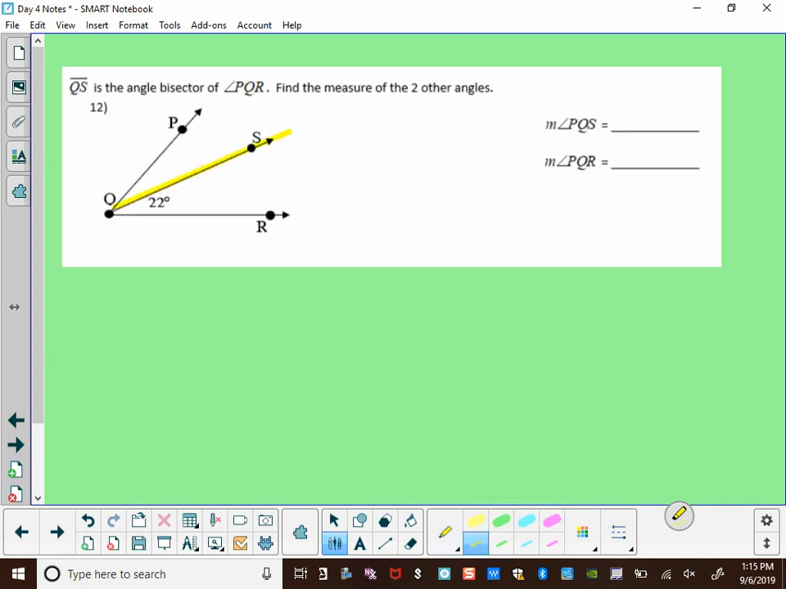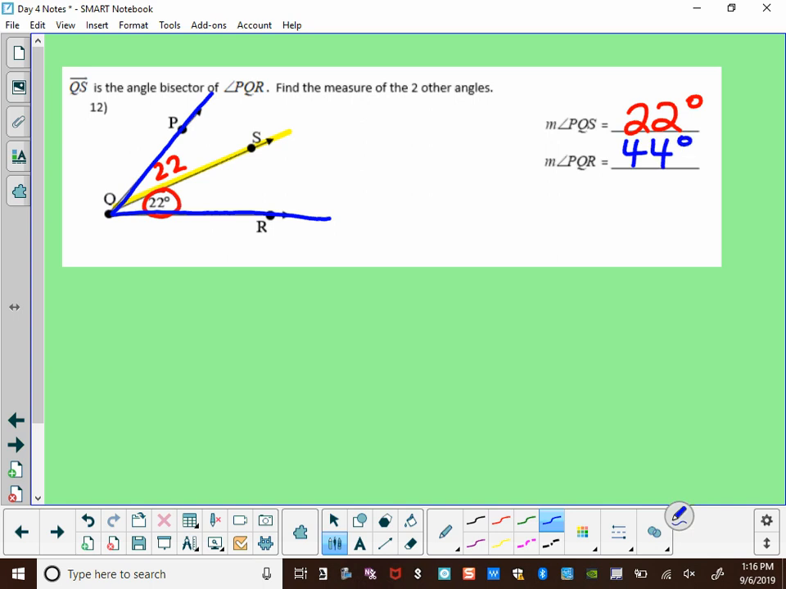It says that QS is an angle bisector. That means that both of these angles are going to be equal. So if this bottom angle here is 22, what's my top angle? 22. Good. So it asks you, what is the measure of PQS? Well, you just told me it's 22. What is the measure of PQR, which is the entire thing? This is 22 and that's 22. So my answer is 44. Whenever they say it's an angle bisector, you have to know that part, okay?